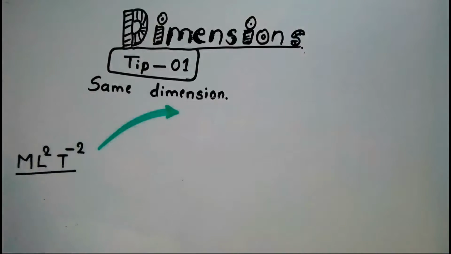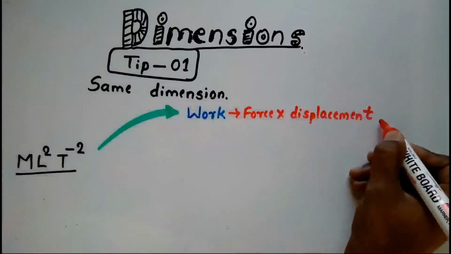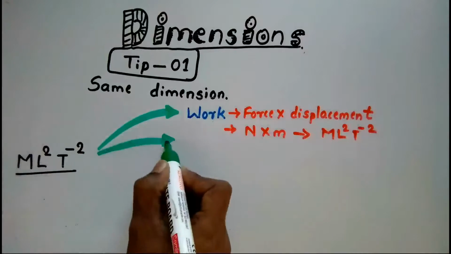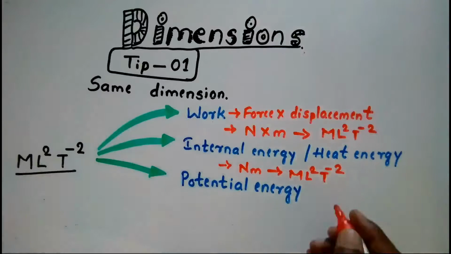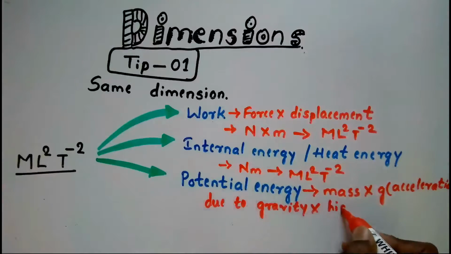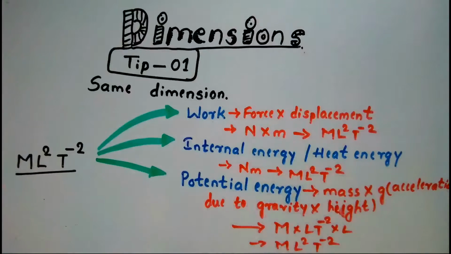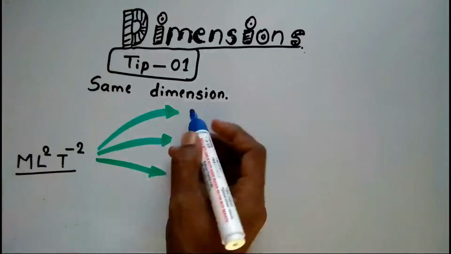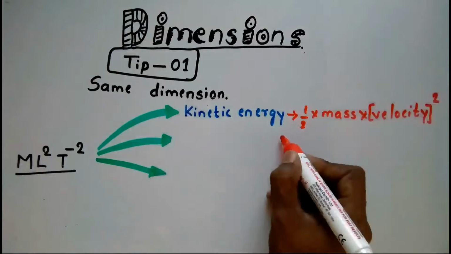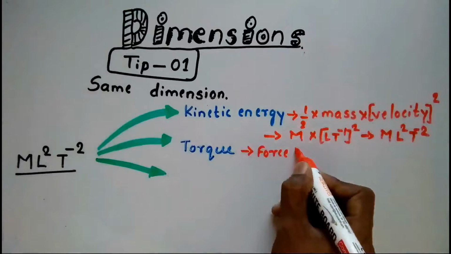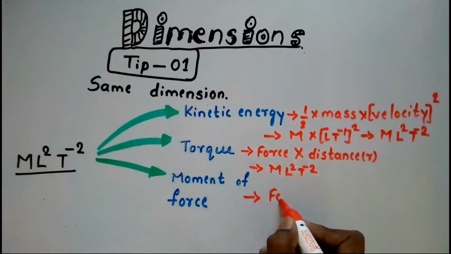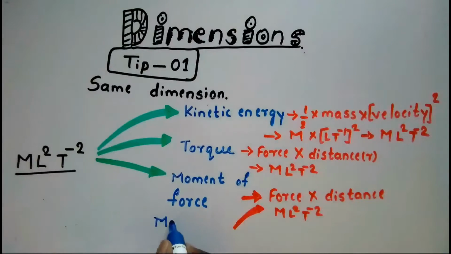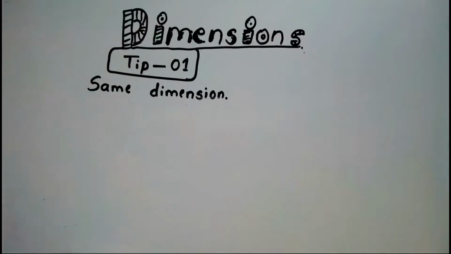Next is M L^2 T^-2, that is work, force into displacement, having the SI unit newton meter or joule, and internal energy, nothing but heat energy, and potential energy, mass into acceleration due to gravity into height, and kinetic energy, that is half into mass into velocity whole square. Here half doesn't have any dimension. And torque, force into distance, moment of force into distance, and moment of couple, that is also force into distance.